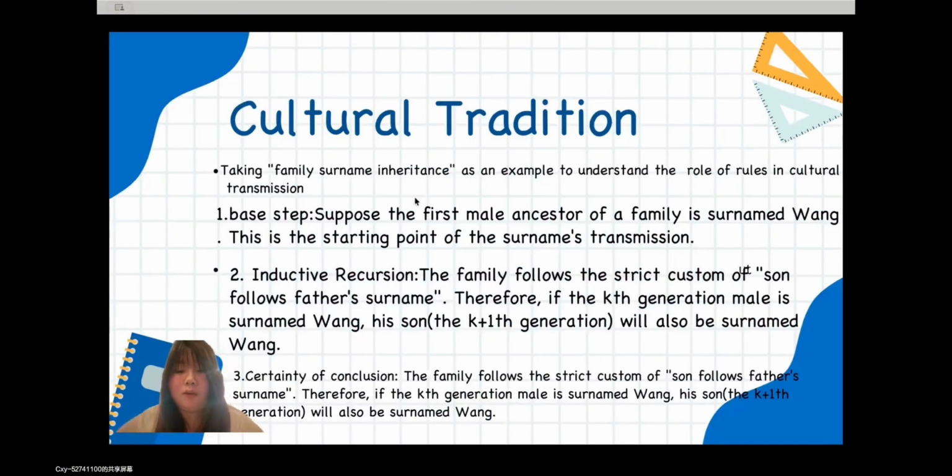Story 4, family surname. The first male in the census has the surname Wang. The family strictly follows the rule: son takes father's surname. Then the second generation is Wang, the third is Wang, and all future generations are Wang. This is the cleanest example of induction: a clear starting point and a fixed rule that always holds. So the conclusion is certain.